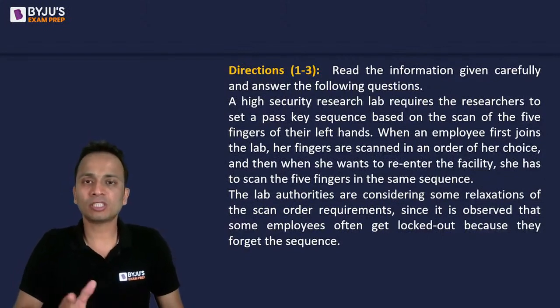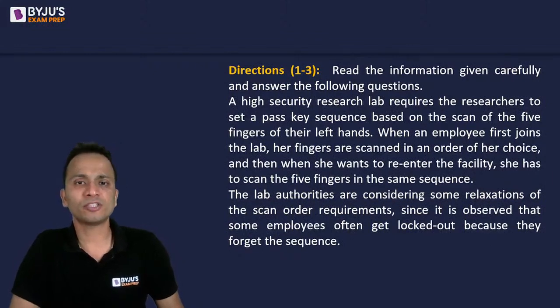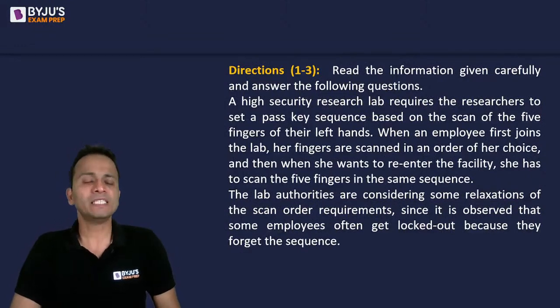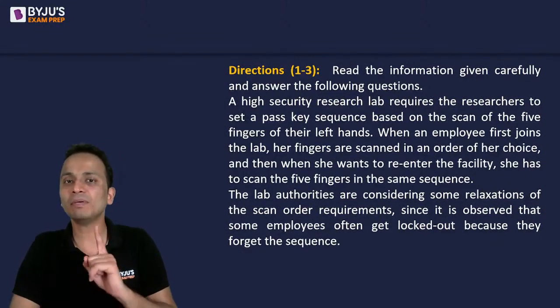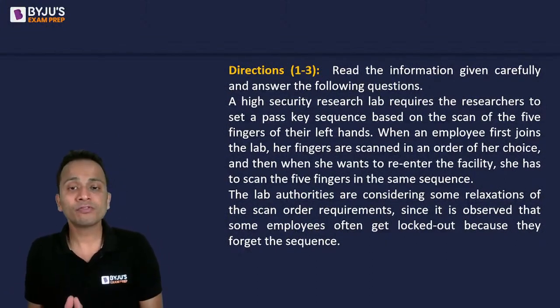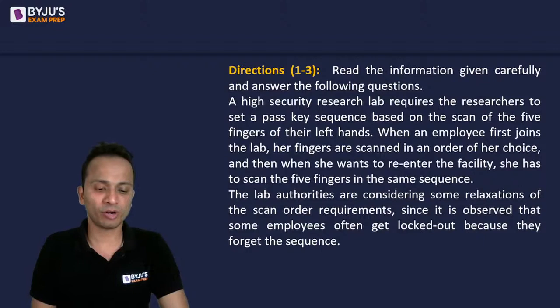So I'll read out these directions quickly. A high security research lab requires the researchers to set a passkey based on the scan of the 5 fingers of their left hand. When an employee first joins the lab, her fingers are scanned in an order of her choice, and then when she wants to re-enter the facility, she has to scan the 5 fingers in the same sequence. The lab authorities are considering some relaxations of the scan order requirements, since it is observed that some employees often get logged out because they forget the sequence.